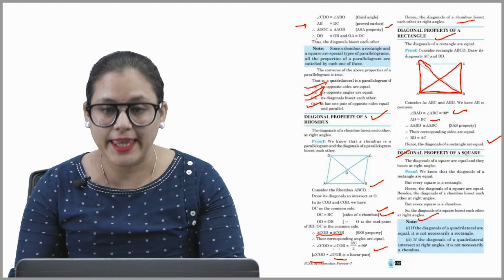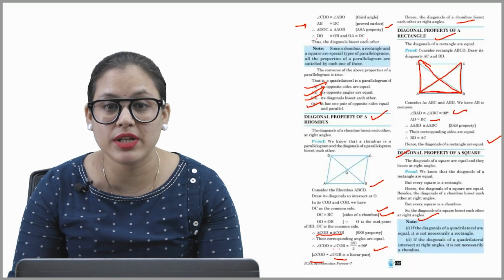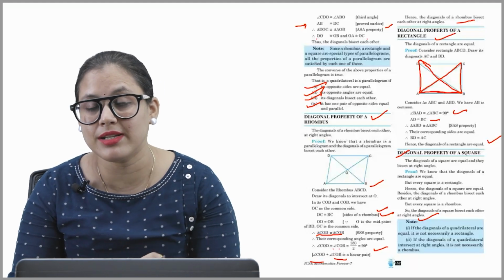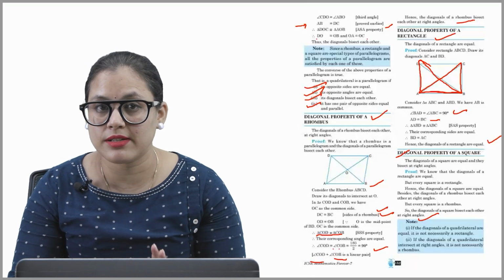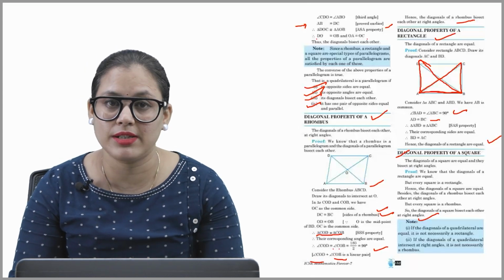Note, number 1, if the diagonals of a quadrilateral are equal, it is not necessarily a rectangle. And number 2, if the diagonals of a quadrilateral intersect at right angles, it is not necessarily a rhombus.